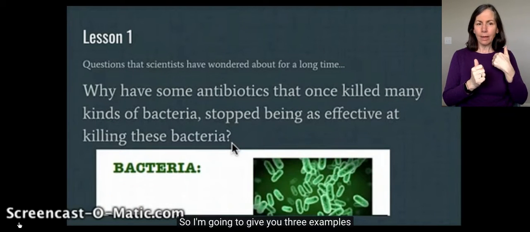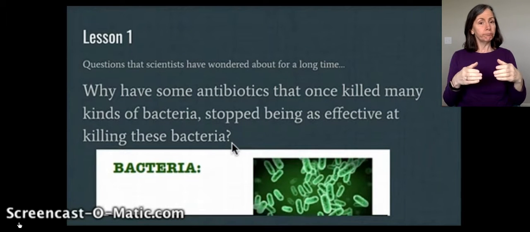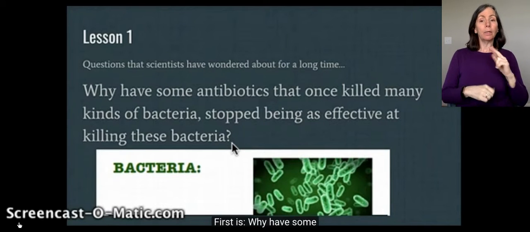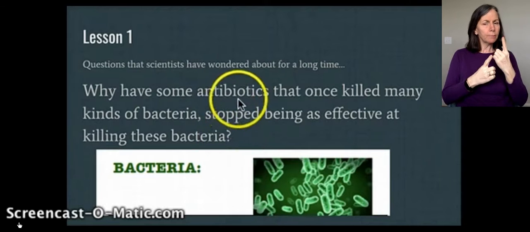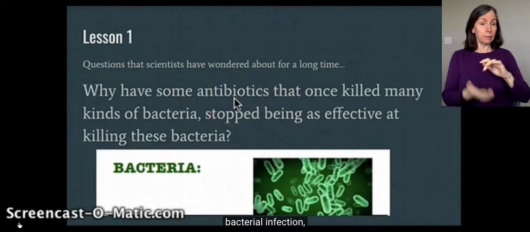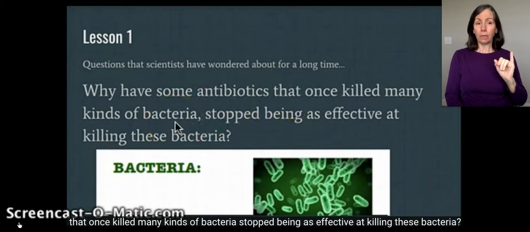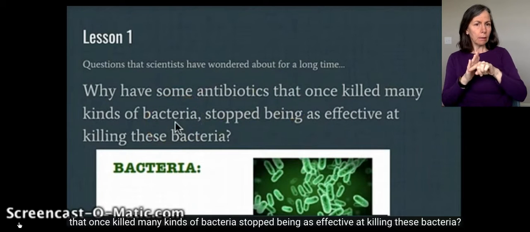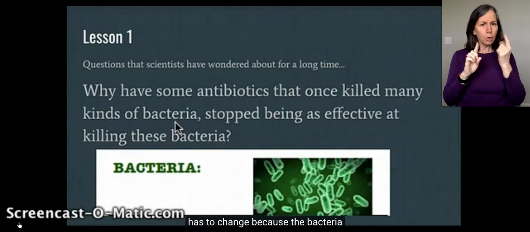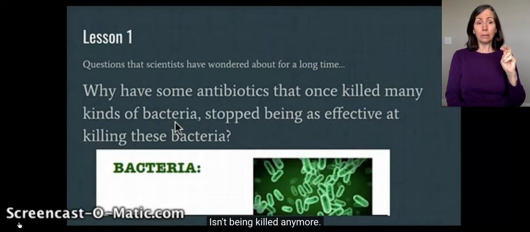So I'm going to give you 3 examples of how populations change over time. So here are 3 questions for lesson 1 that scientists have wondered about. First is why have some antibiotics, which is medicine we take when we're sick with a bacterial infection, that once killed many kinds of bacteria, stopped being as effective at killing these bacteria. So the medicine we take has to change because the bacteria isn't being killed anymore.